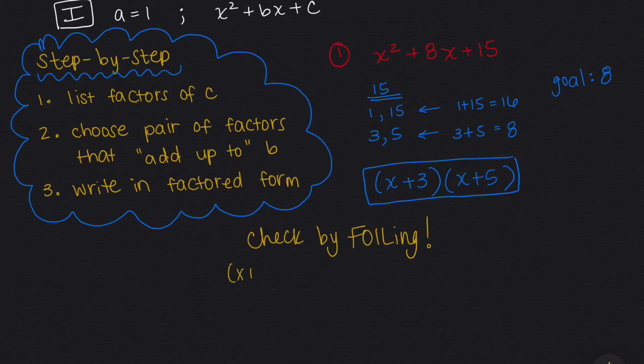We have x plus 3 times x plus 5, and to FOIL it, we would multiply x times x, that's x squared, then x times 5, that's a positive 5x, then x times 3, that's plus 3x, and finally 3 times 5, that's plus 15.